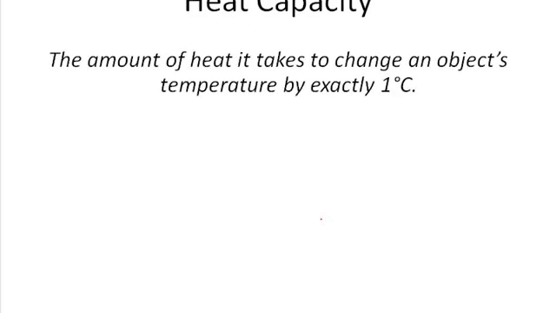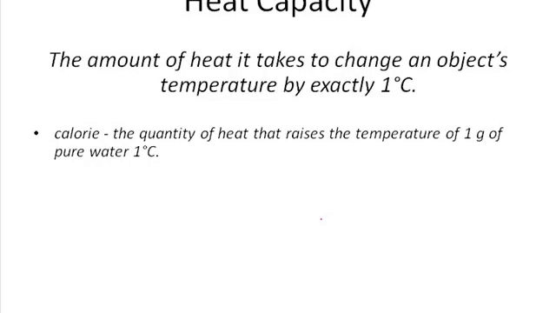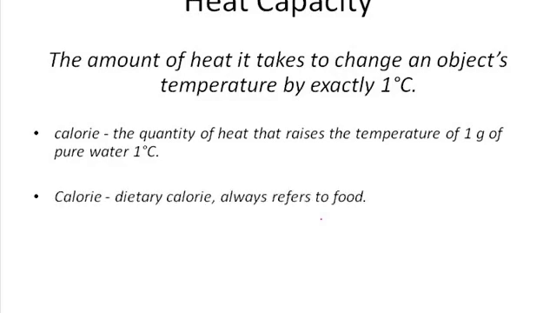Some more vocabulary words. Heat capacity. A heat capacity is the amount of heat it takes to change an object's temperature by exactly 1 degree. Therefore, a calorie is a quantity of heat that raises the temperature of 1 gram of pure water by 1 degree Celsius. A big calorie, like I explained before, is also called a dietary calorie. It always refers to food, and this is equivalent to 1,000 little calories.